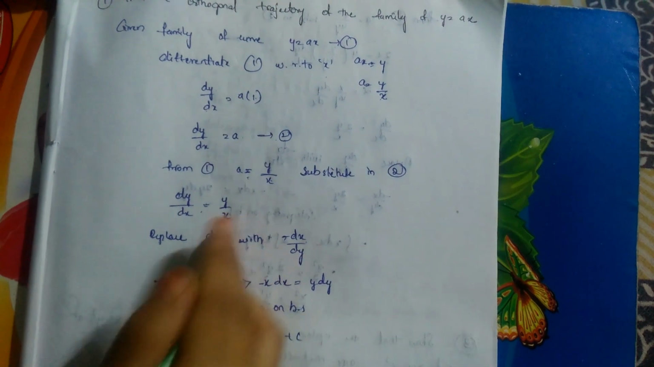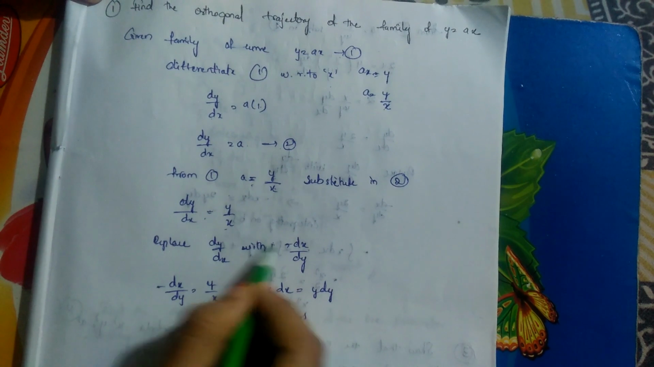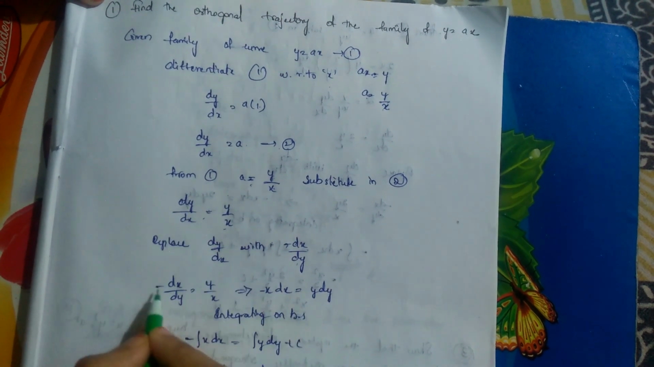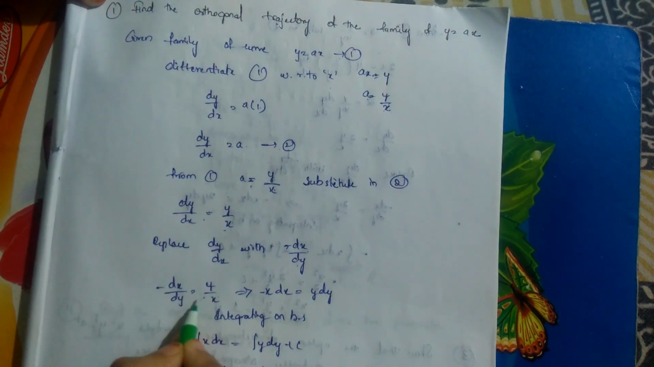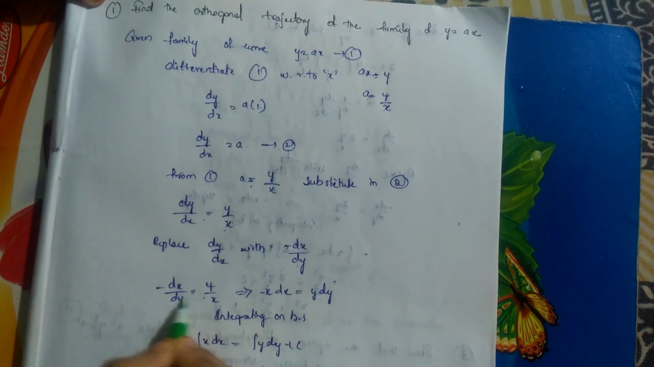So when we substitute here, we get dy by dx = y by x. Now we have to replace dy by dx with minus dx by dy. Replacing here, we get minus dx by dy = y by x. Now when we cross multiply, we get minus x dx = y dy.